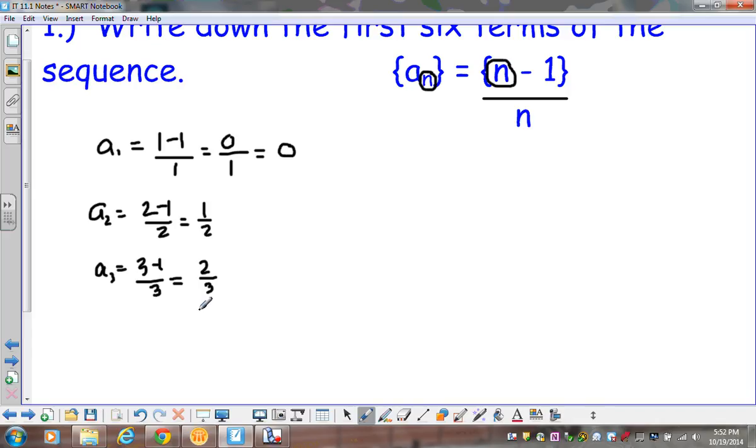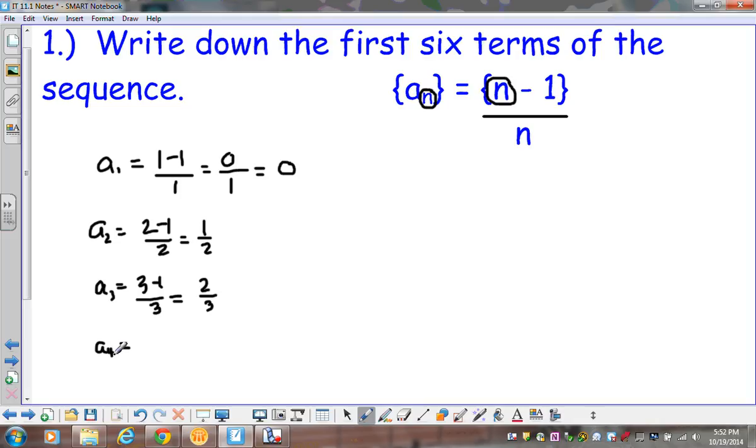So let's look at my fourth term. We won't plug this value in, we'll just go through it. In my fourth term, I'm going to plug in a 4 because it's my fourth term. So I'm going to have 4 minus 1, which is going to be 3, and then my n value denominator is 4. So it's just going to be 3/4.